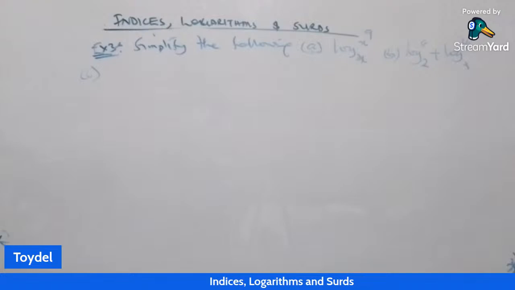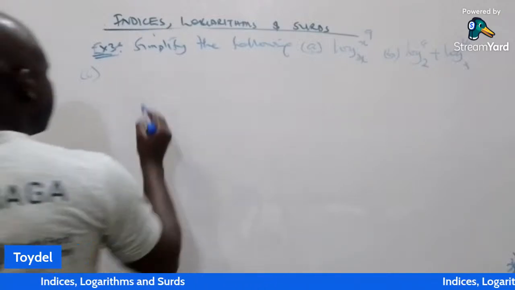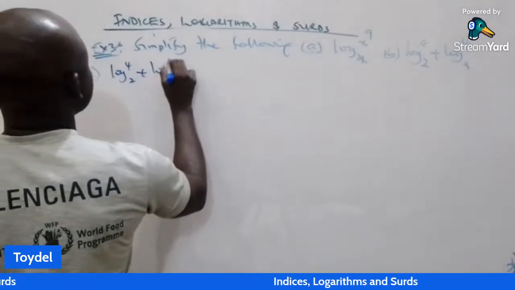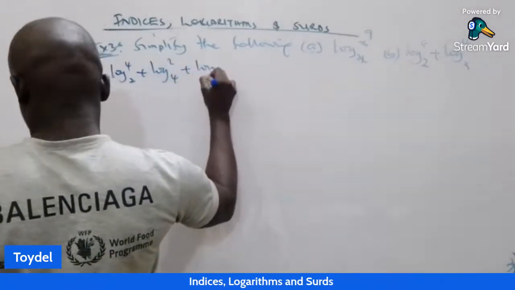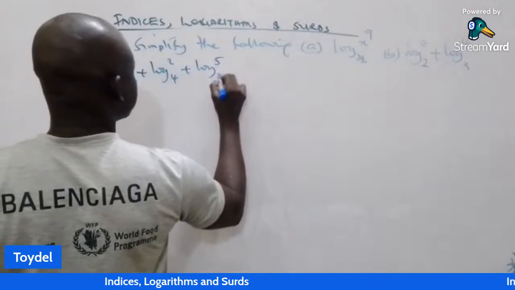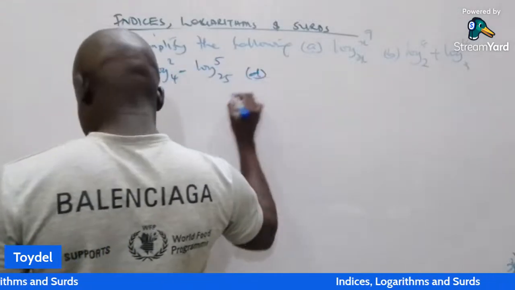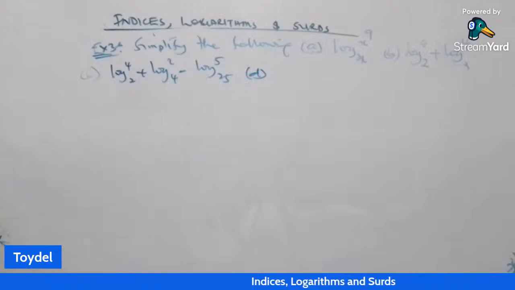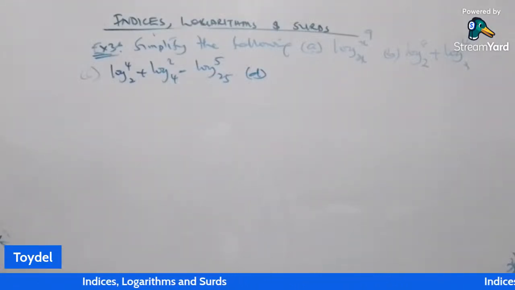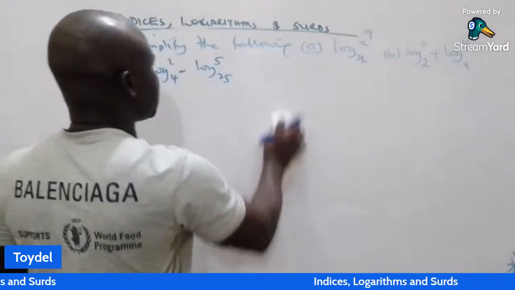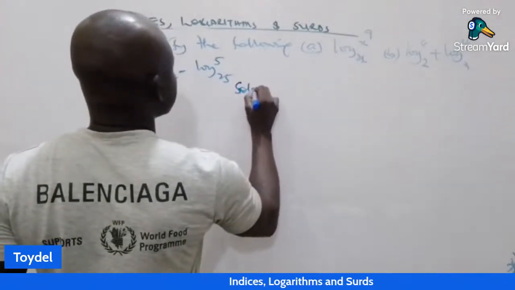Let's take another question. C: we have log 4 base 2 plus log 2 base 4 plus log 5 base 25 minus... Then D, we can take another question. Let's first solve these three. Then we go ahead and take another question where we are given some values.